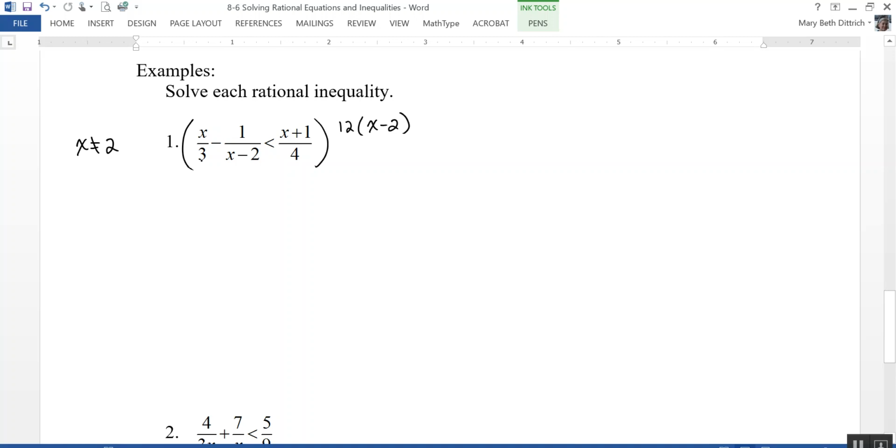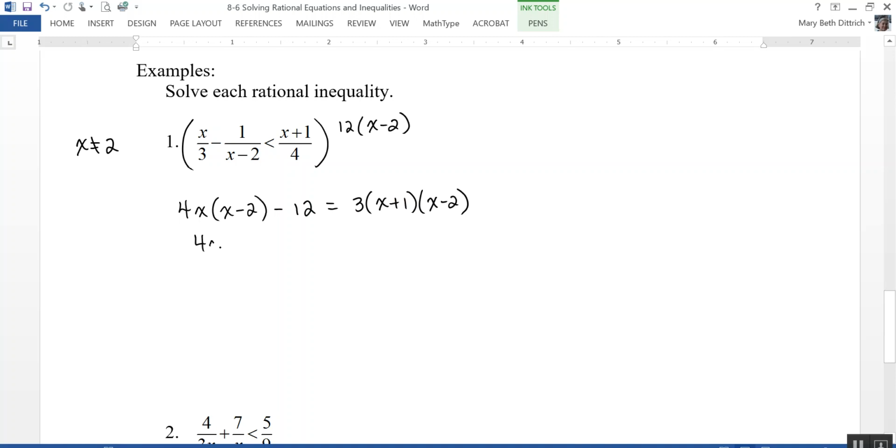So doing the first one, the 3 is going to cancel with the 12 and leave me with a 4 on top. And I still had the x, and then I have an x minus 2. And then minus, when I do my second one, the x minus 2's are going to cancel, so I'll have 1 times 12, which is 12. Remember, I'm going to solve the related equation, so I'm going to put an equal sign in there. And then when I distribute to my last fraction, the 4 and 12 are going to cancel and leave me with a 3. And then I still have the x plus 1 and the x minus 2. So let's go ahead and clean that up.